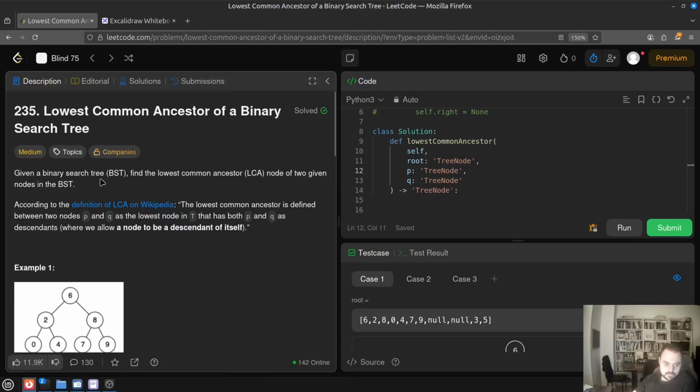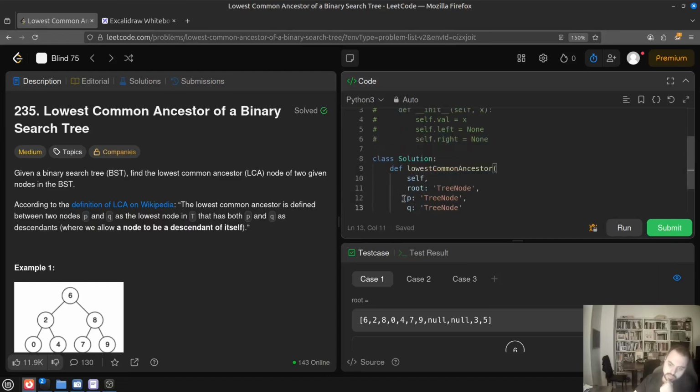Given a binary search tree, BST, find the lowest common ancestor, of course, LCA, node of two given nodes in the BST. So we have three inputs, root, always given. That's how we can traverse the tree at all. Then we have our two nodes, P and Q. And it could be the case that either P or Q is exactly the same as the root. And so this doesn't represent the whole tree.